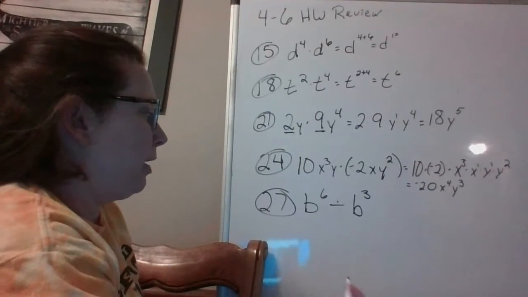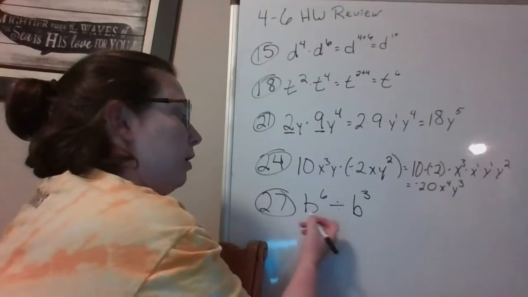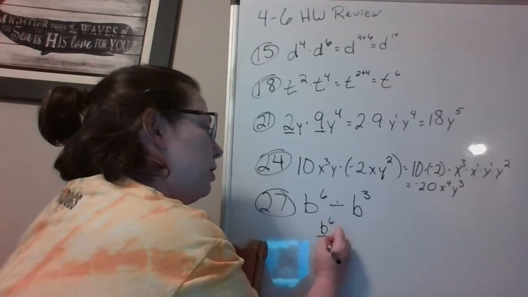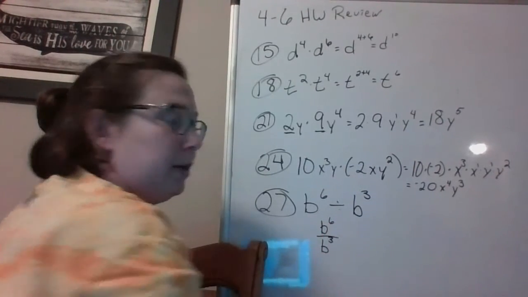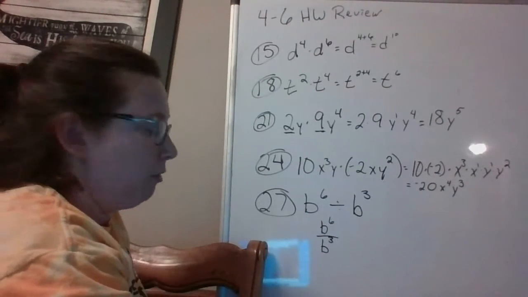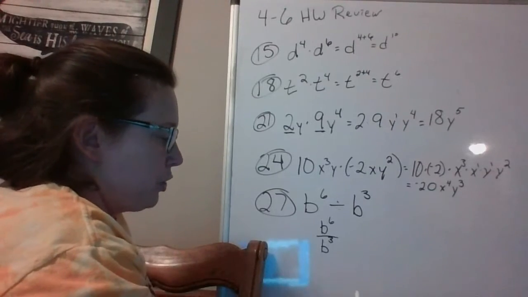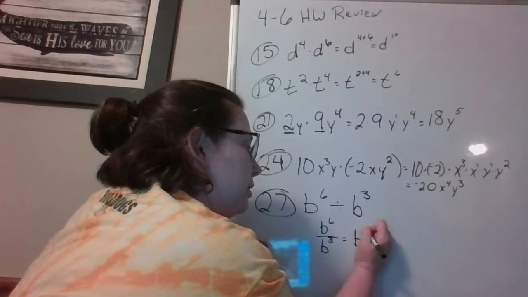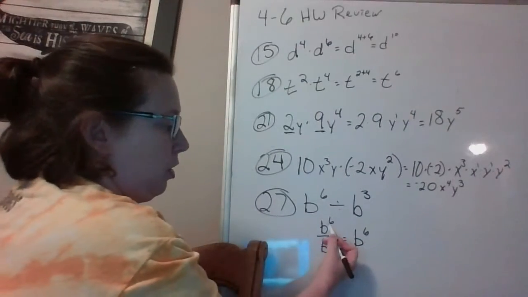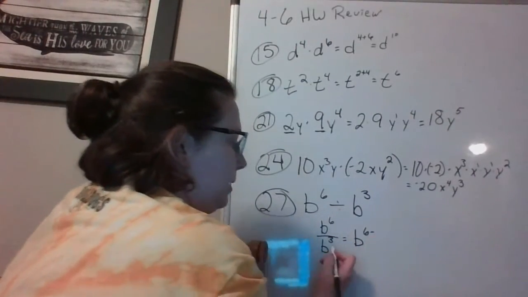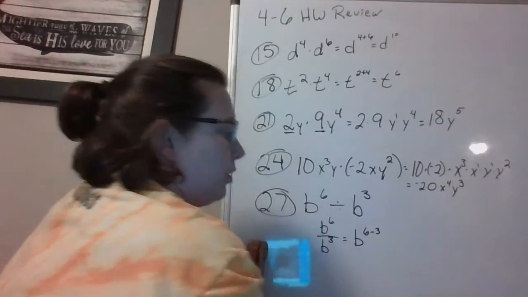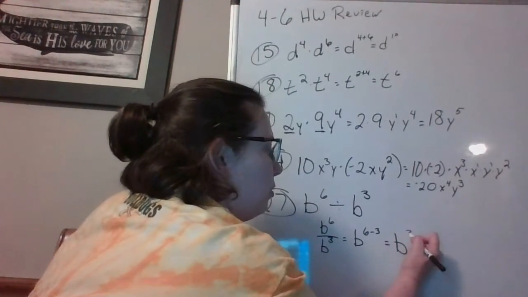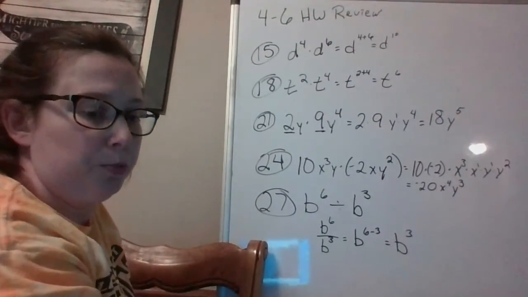Now with 27 we have a division problem. It's written horizontally, so the first thing we're going to do is write it like it would be done in algebra and write it vertically like a fraction. Now I can remember my rule is the exponent on our numerator minus the exponent on our denominator. So for our final answer, we would have b cubed.